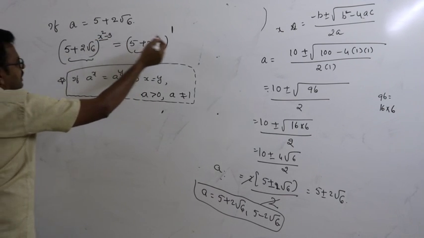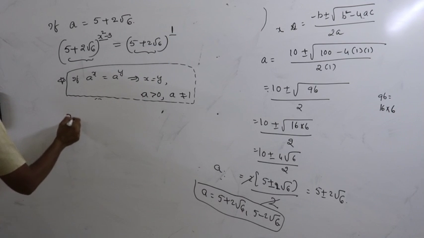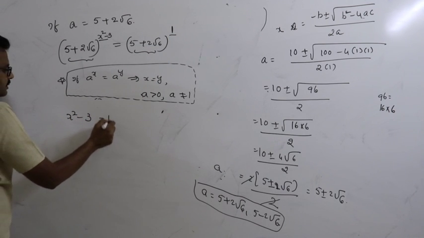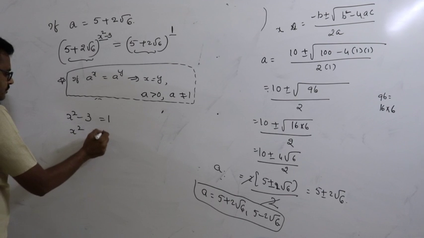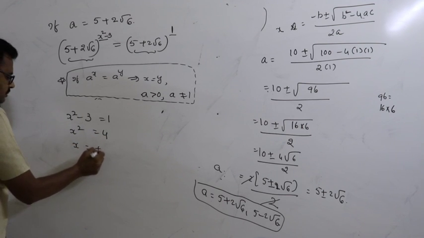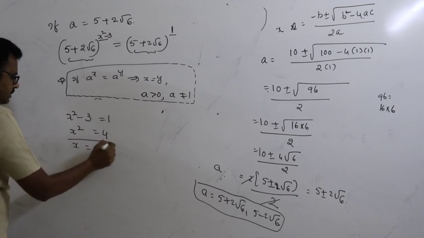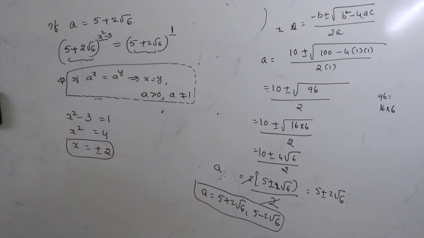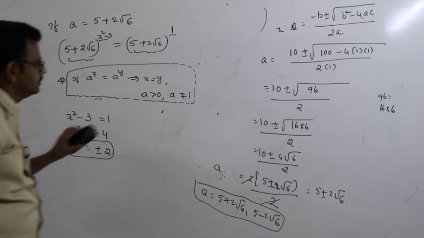Therefore, equating these powers, x square minus 3 is equal to 1, x square equal to 4, therefore x is equal to plus or minus 2. So this is one solution: x equal to plus or minus 2.